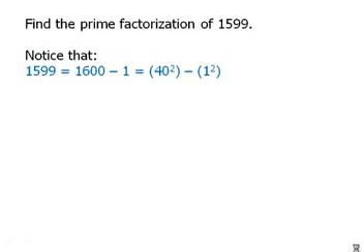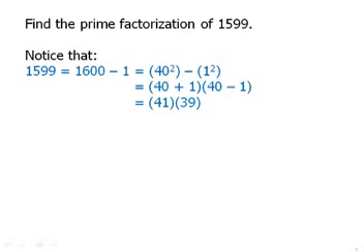So what we have here is 40 squared minus 1 squared. Well, following the difference of two squares pattern, this is 40 plus 1 times 40 minus 1, or in other words, 41 times 39. 41 is a prime number, but 39 we can factor into 3 times 13, and these are the three prime factors. That's the prime factorization of the number. So a very elegant way to get to the prime factorization of the number.